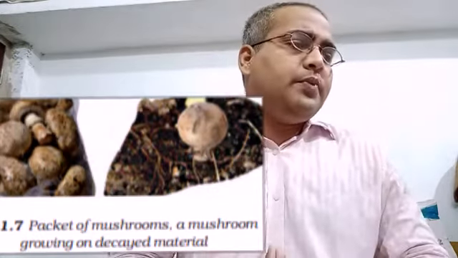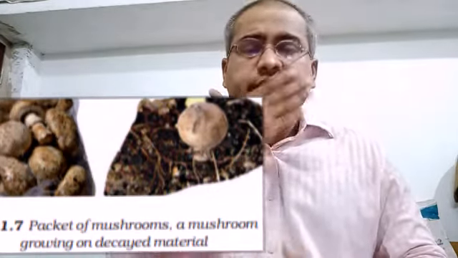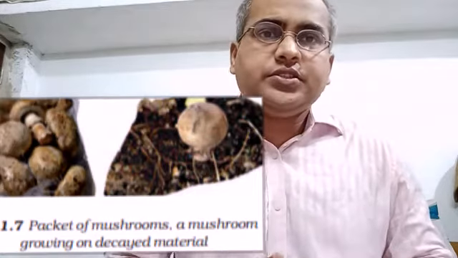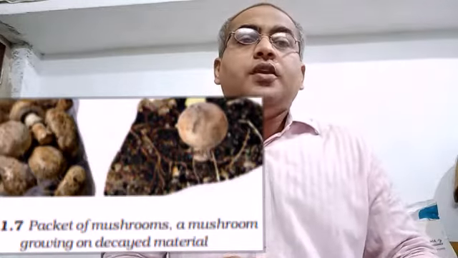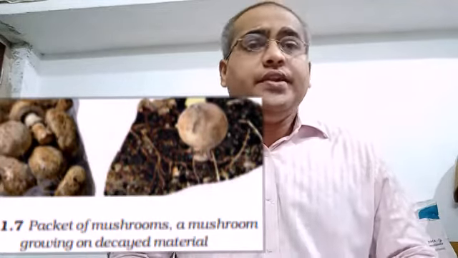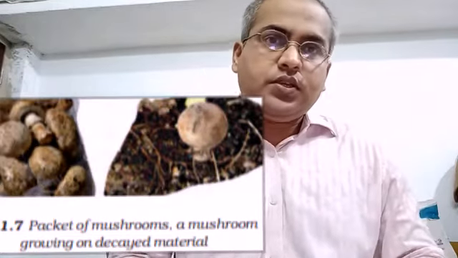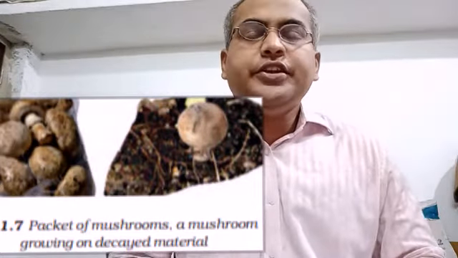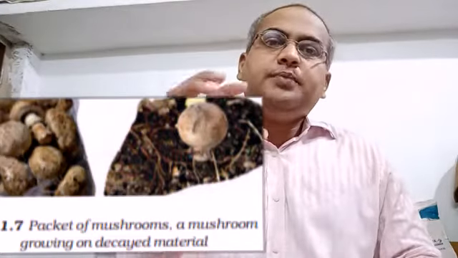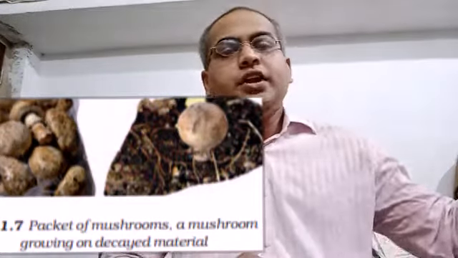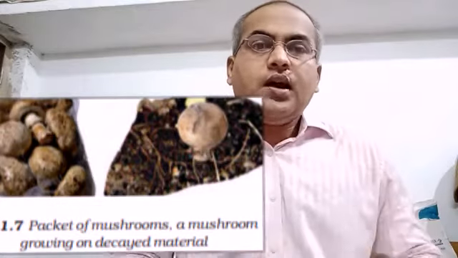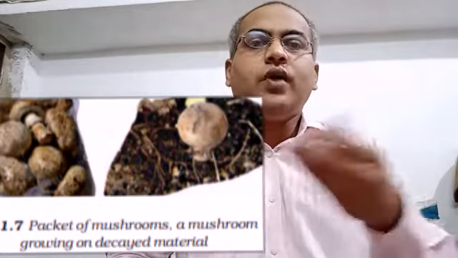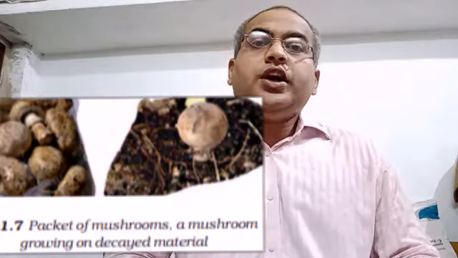Now comes the next type of nutrition, called saprophytic nutrition. In saprophytic nutrition, plants get their food from dead and decaying matter, like mushrooms. Here we can perform an activity also. Take a piece of bread and put it in a moist, warm place and put some water drops on the bread. After a few days, you will observe a white fluffy structure appear on the bread. This is called a fungus.